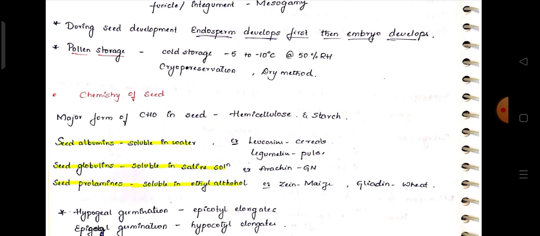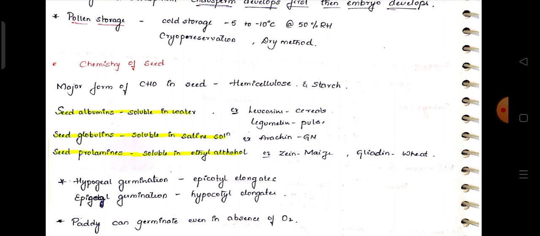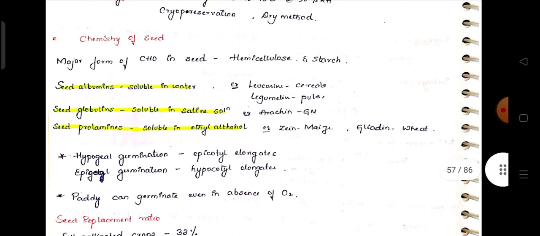Coming to the chemistry of seeds. Major forms of carbohydrates in seed are hemicellulose and starch. Seed albumins are soluble in water. Examples: in case of pulses, it is legumelin, leucosin in case of cereals, arachin in case of groundnut. Globulin form is soluble in saline solution, for example groundnut. Then seed prolamines are soluble in ethyl alcohol. Examples are zein in maize and gliadin in wheat.